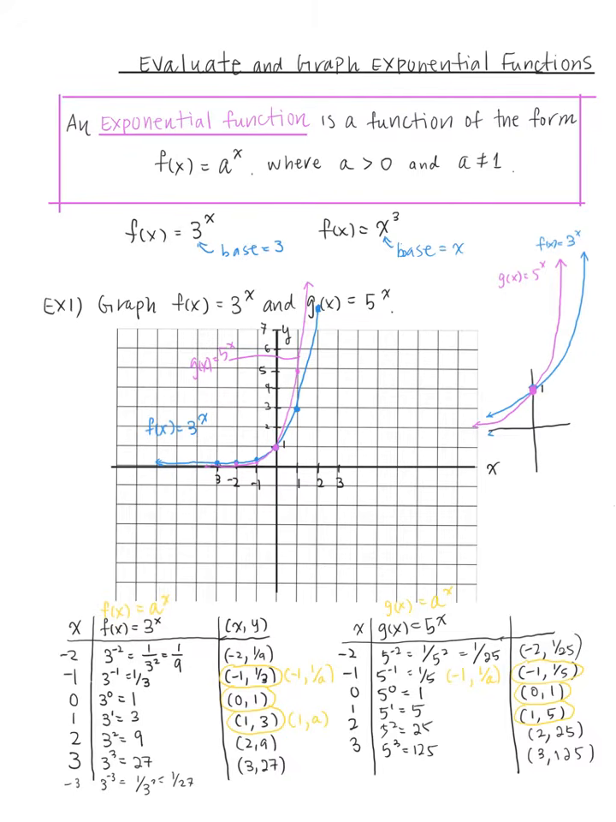All right, now let's take a look at g of x. When x is 1, we have (1, 5), where 5 is the base. So here you're going to have (1, a). So keep that in mind.